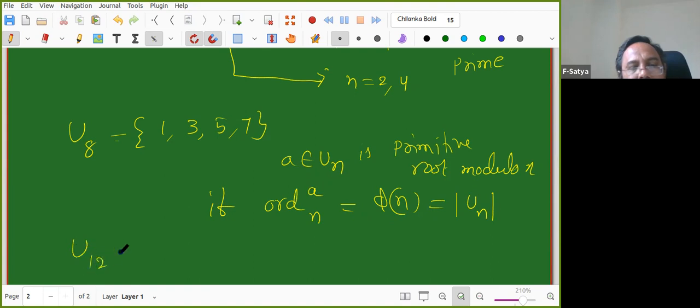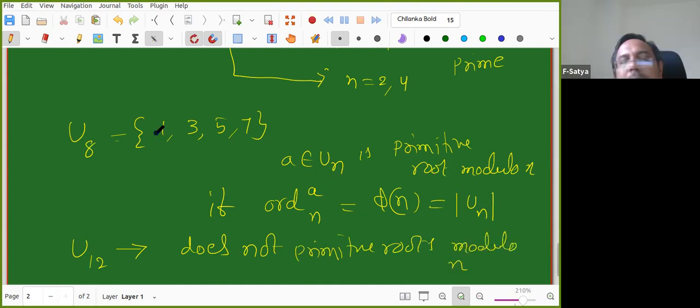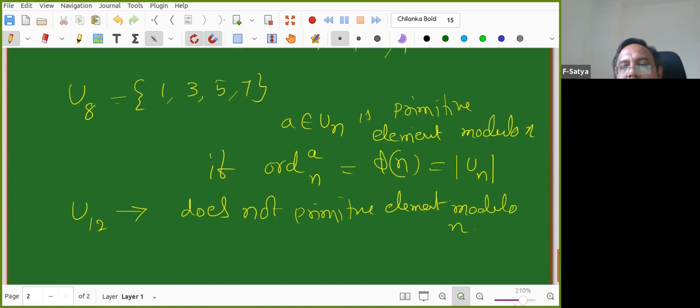Then we say that A is a primitive root. For example, U12 does not have primitive roots modulo n. The primitive element, right? Primitive element. Okay, thanks. Sir, I actually work with the nth roots of unity, so you are correct, primitive roots come there, so I said that. Thank you very much. Primitive element modulo n. Yes. Right? Okay, good. So U12 does not, and U8 also does not.